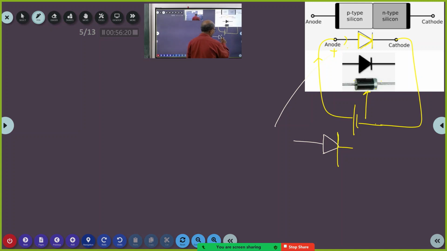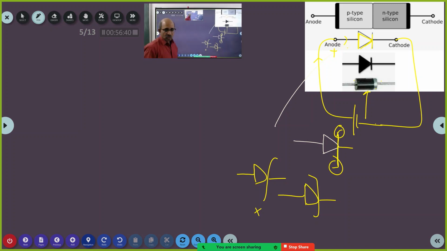And now when you draw this, you better be careful. Don't do any design like this, because this is the symbol for something else. Or if you do something like this, this is a symbol for something else. Or if you do like this, this is a symbol for something else. So don't do any circus there. It is just a straight line like this.